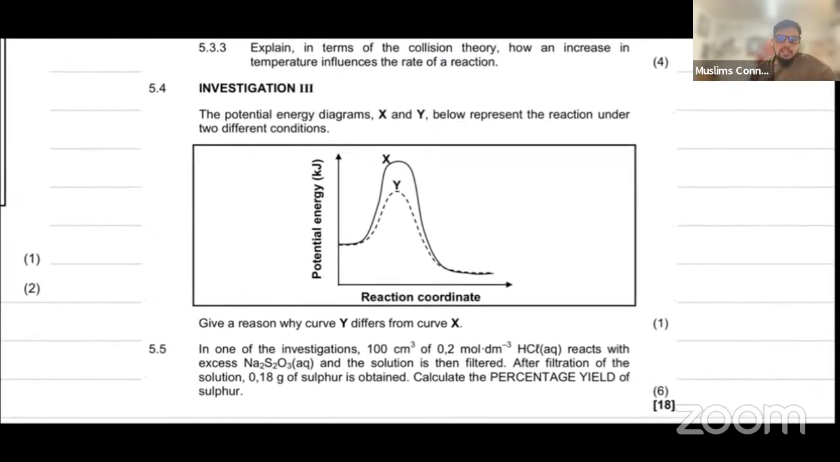Let's look at this one. The potential energy diagrams X and Y below represent the reaction under 2 different conditions. Give a reason why curve Y differs from curve X. Can anyone remember this and give me an idea of why Y differs from X? They say in one of the investigations, okay, sorry, that's the next question. That's for percentage yield. You can attempt that calculation after this. But what would be the difference between Y and X? Or give a reason why. They're not asking you to say what's different about it. They're saying, why is it different?